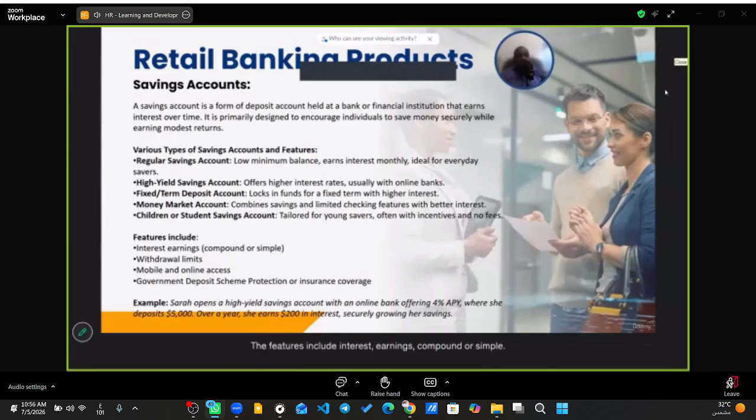The features include interest earnings, compound or simple, as discussed previously. Withdrawal limits, sometimes you can't access it all the time, as discussed, for example, in a fixed or term deposit account. Mobile and online access. These days, we all have access to mobile and online banking. Government deposit scheme protection or insurance coverage. We'll cover this in another chapter, where your money in the bank up to a certain amount is protected by government policy that your bank normally pays for. You don't have to worry about it except to know what the upper limit is.